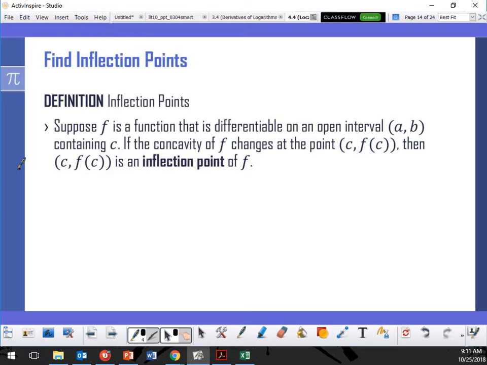All right. Find inflection points. Suppose f is a function that is differentiable on an open interval from a to b containing c. If the concavity of f changes at the point (c, f(c)), then (c, f(c)) is a point of inflection, or inflection point. Okay? Yes? We went over this yesterday. Yeah, we did. Okay, good.